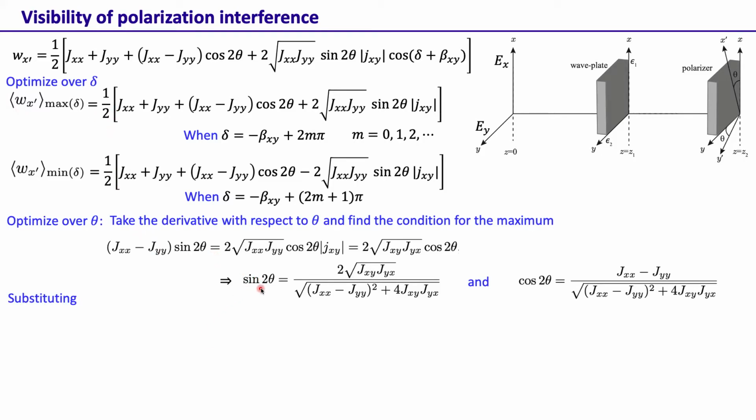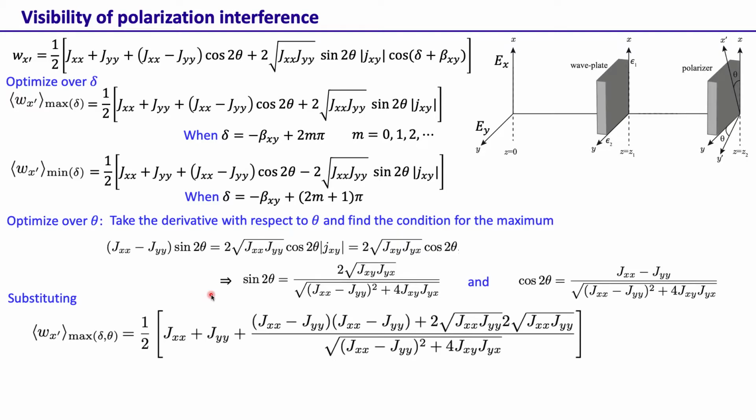Okay, now substituting these for the sine 2 theta and cosine 2 theta in here, what we get is the Wx prime, that is the intensity coming out of the polarizer. The maximum of that, here it is maximum over delta, and this is the maximum over delta and theta. So the maximum of that will be when we put in these constraints over theta in this expression, and then we get that the maximum of Wx prime over delta and theta is this expression, half jxx plus jyy plus this quantity.